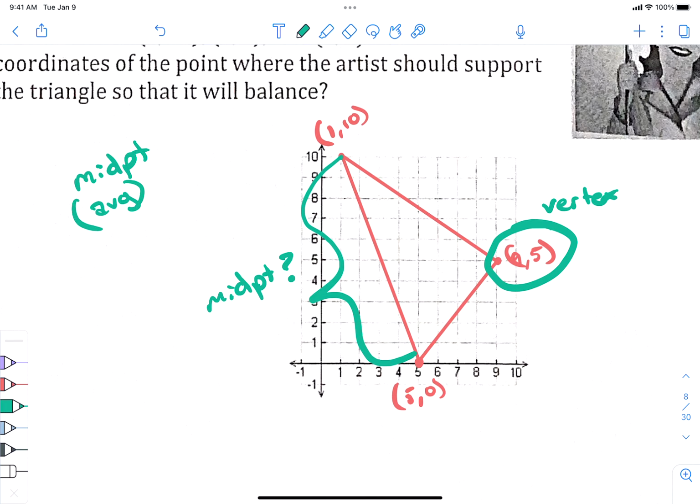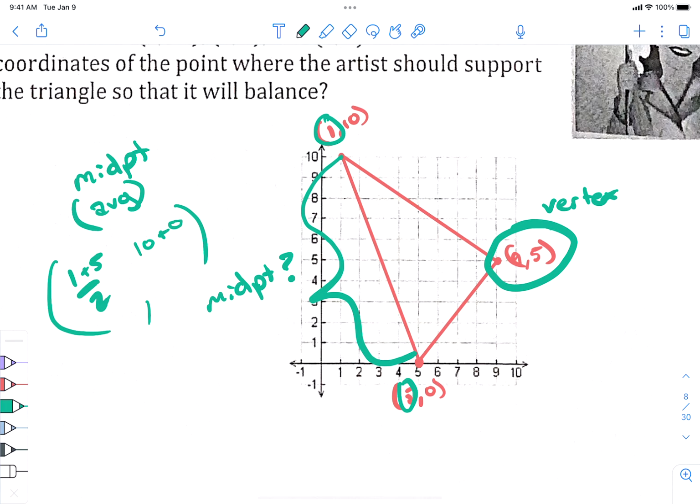And if you're averaging 2 coordinates together, to find the average, you add them and divide by 2, right? So we would add the 1 and the 5 together. 1 plus 5 divided by 2 and 10 plus 0 divided by 2. Okay, that's how we find the midpoint.